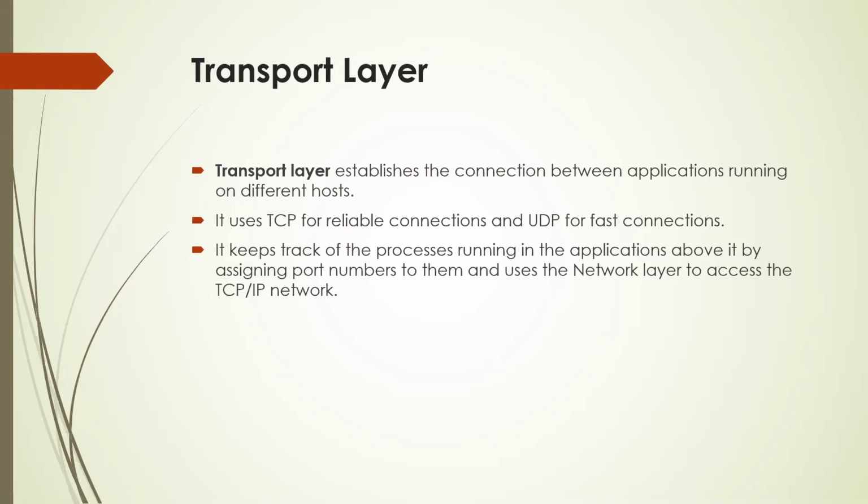UDP provides connectionless service. There are two types of services. One is connection oriented, another is connectionless. So UDP provides connectionless service and end-to-end delivery of transmission. It is an unreliable protocol. UDP is an unreliable protocol as it discovers the error, but does not specify the error.